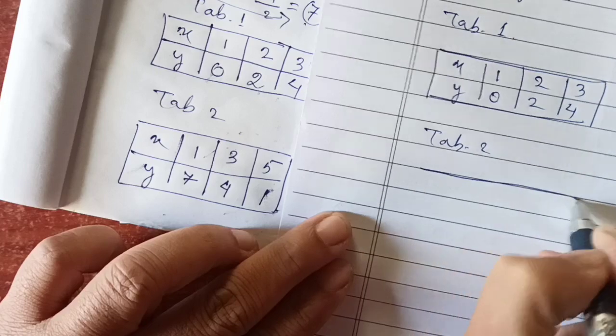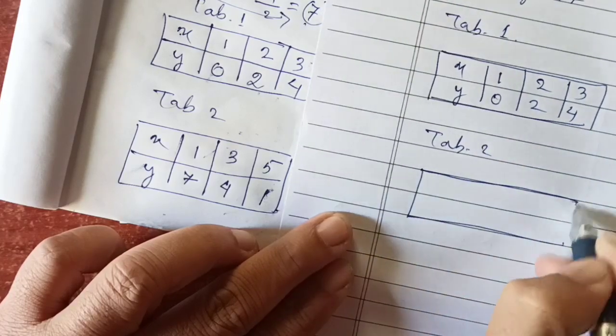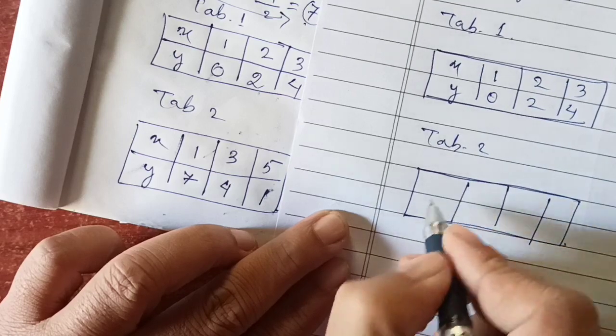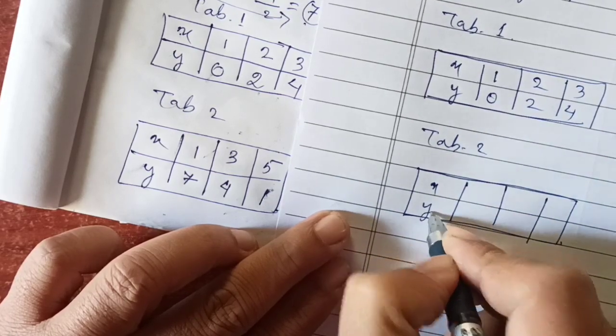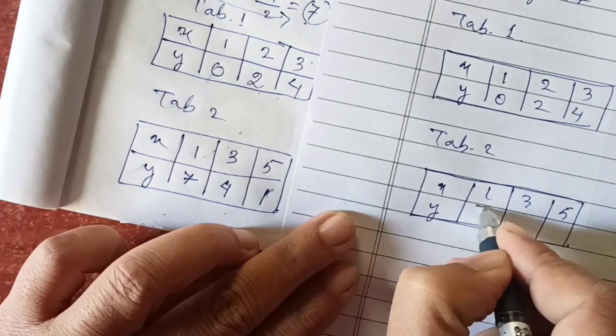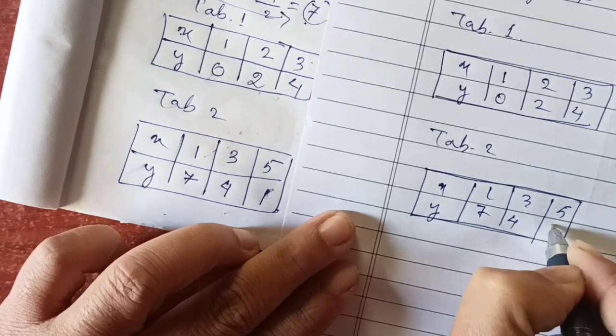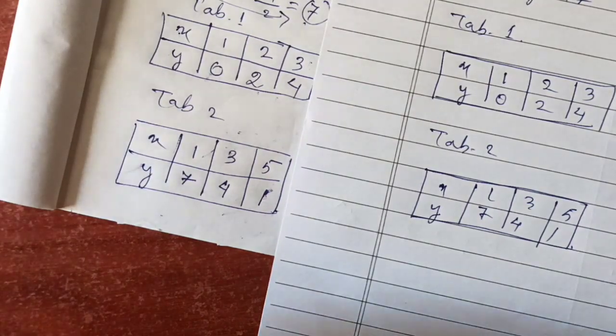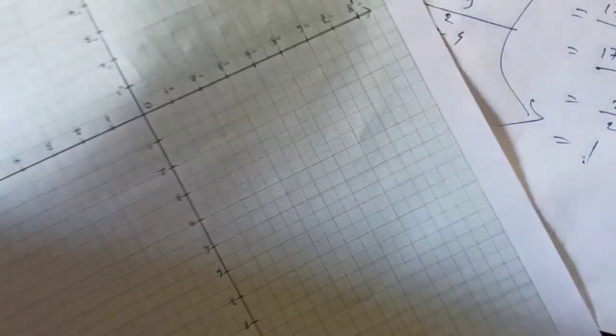Then table 2 value, let me copy properly. x, y. Table 2 value is 1, 3, 5, 7, 4, 1. Okay, now we can draw the graph.